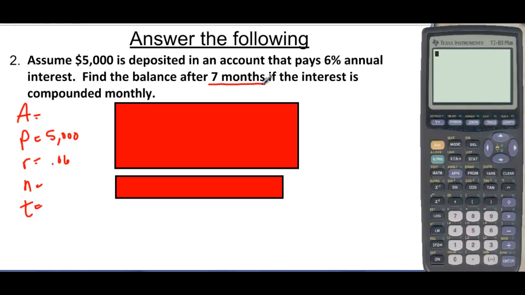Find the balance after 7 months. Now that's the part, it's 7 months, but T has to be in years. So how do you convert that to years? That's 7 out of 12 months of the year. So we write it as a fraction 7/12. If the interest is compounded monthly, well, if it's every month, that would be 12 times a year. And again, we want to know how much is in the account. So find the balance.